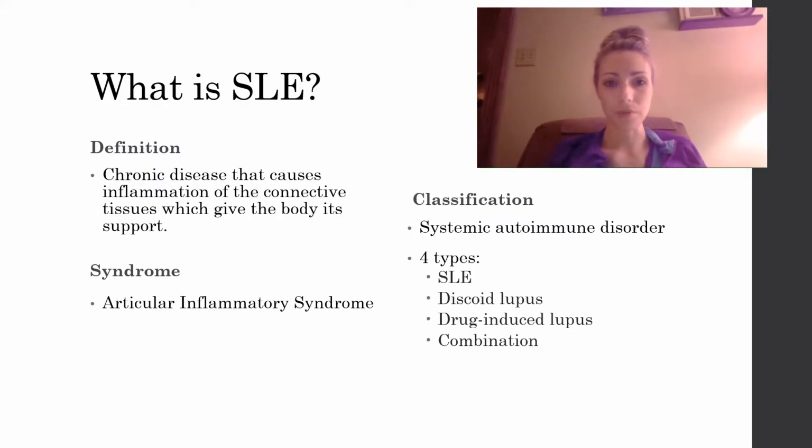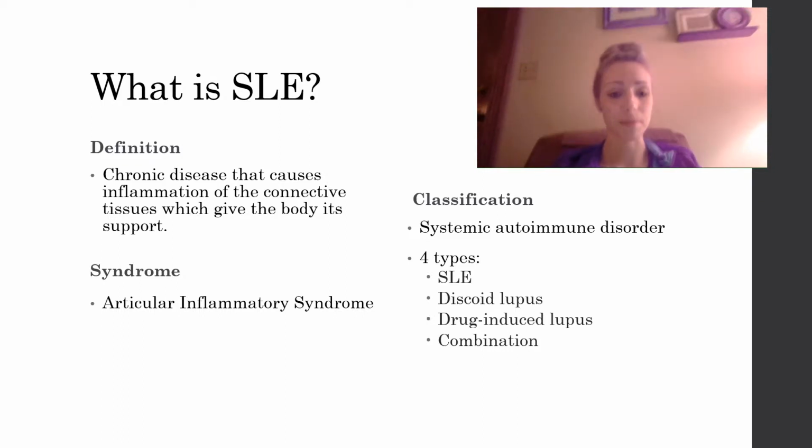SLE is a major rheumatic disease, or autoimmune disease, that can affect nearly any organ system. It may be classified in the articular inflammatory syndrome category. However, it has a wide range of systemic effects. It commonly affects the integumentary, musculoskeletal, renal, respiratory, hematopoietic, cardiovascular, and nervous systems.